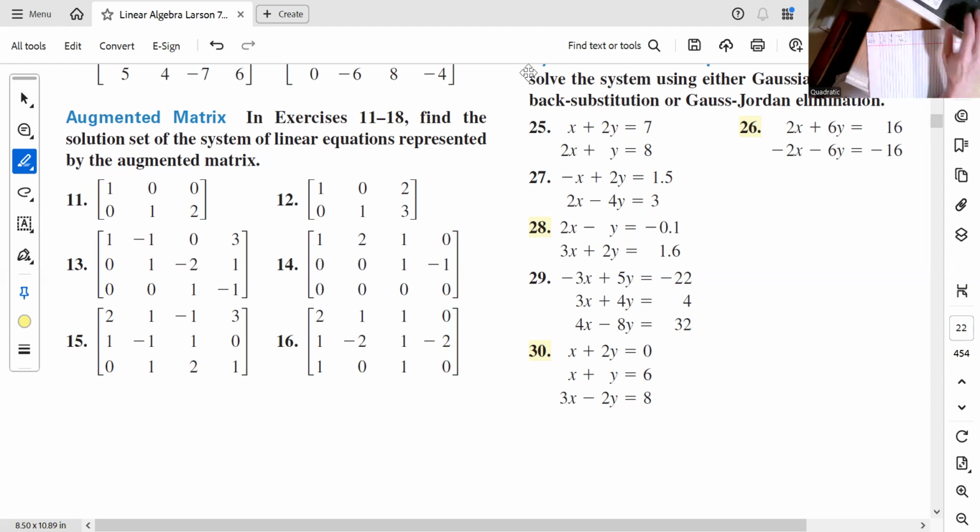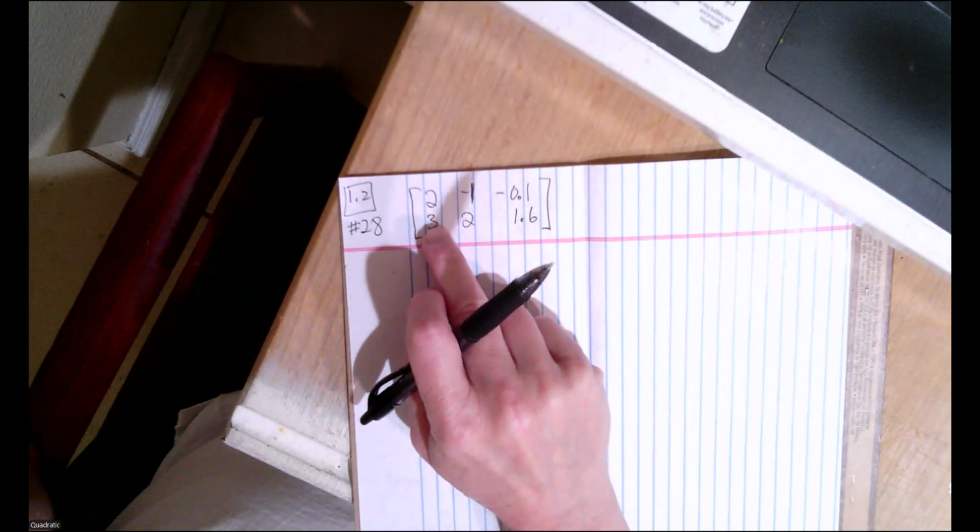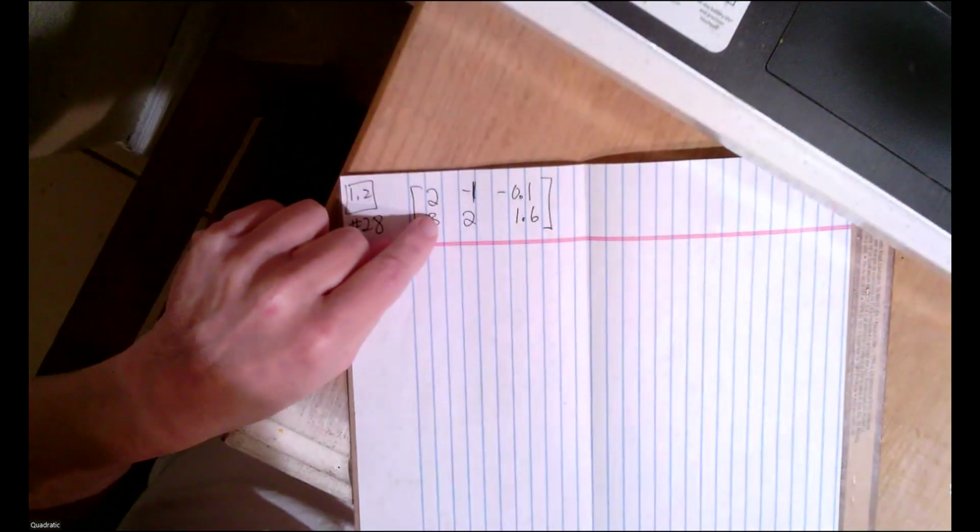I am going to now stop the share so you can see my paper. Basically, again, I want to turn that lower left number into a 0. And I'm going to have this in reduced row echelon form. We call this Gaussian elimination, Gauss, whatever. Anyway, names are names.